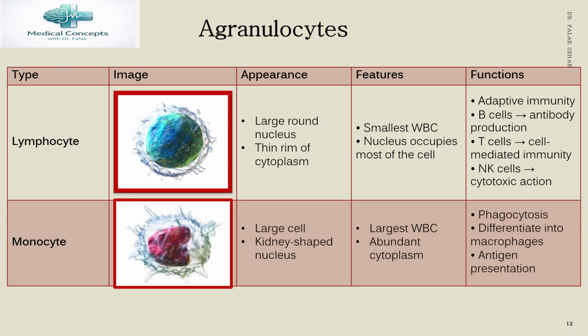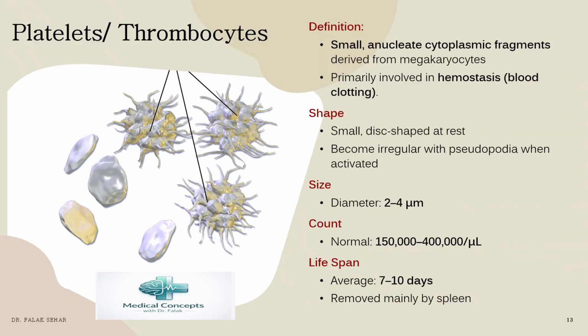Then monocyte. Monocytes are the largest white blood cells and they are having a kidney-shaped nucleus with abundant cytoplasm. The main function is they are important in the process of phagocytosis. They differentiate into macrophages in the tissues and they also act as an antigen presenting cell.